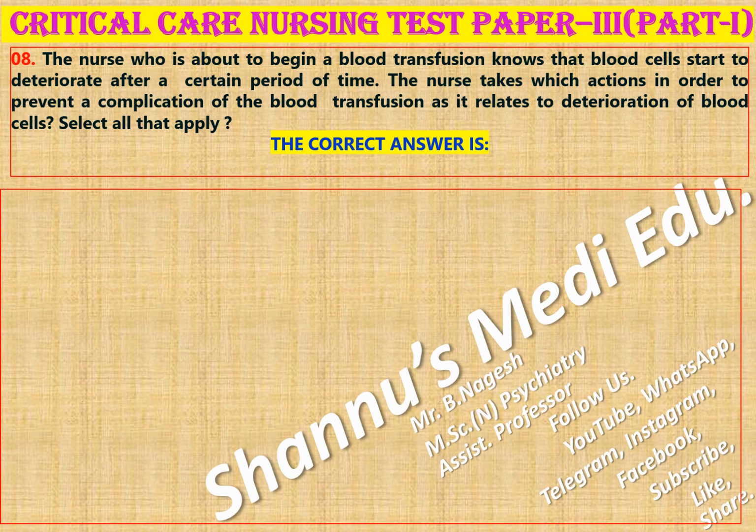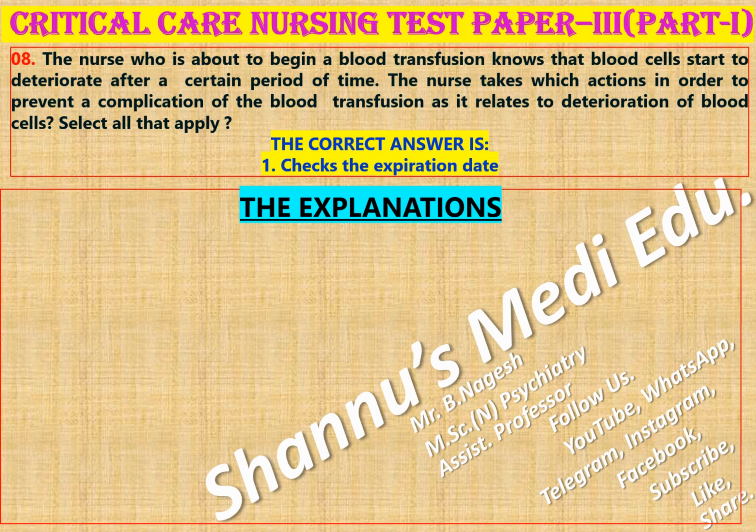The eighth question is: the nurse is about to begin a blood transfusion, knowing that blood cells start to deteriorate after a certain period of time. Which action does the nurse take in order to prevent complications of the blood transfusion as it is related to the deterioration of the blood cells? Select all that apply. The correct answer is check the expiration date.